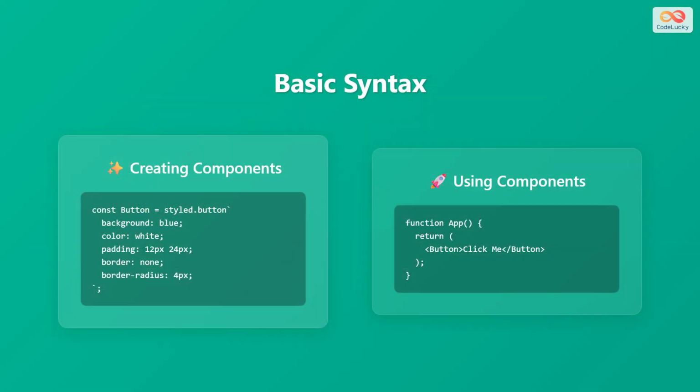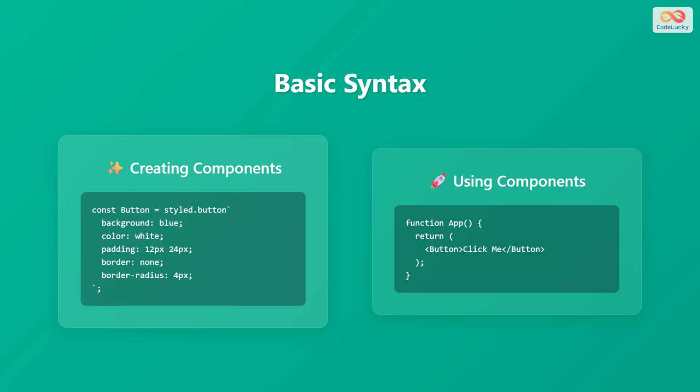Let's explore the basic syntax of styled components. To create a styled component, you use the styled.element syntax followed by backticks to define your CSS rules. For example, to create a styled button, you write const Button = styled.button, backtick, then include your CSS rules within the backticks. To use this component, simply render it like any other React component.